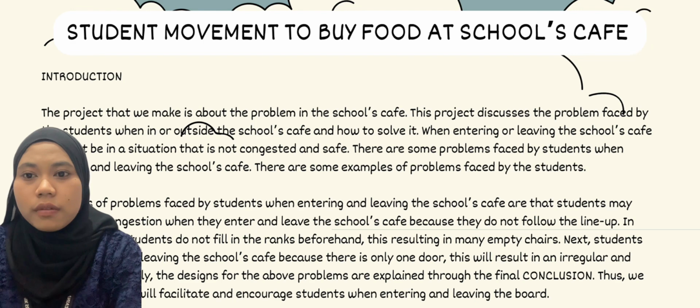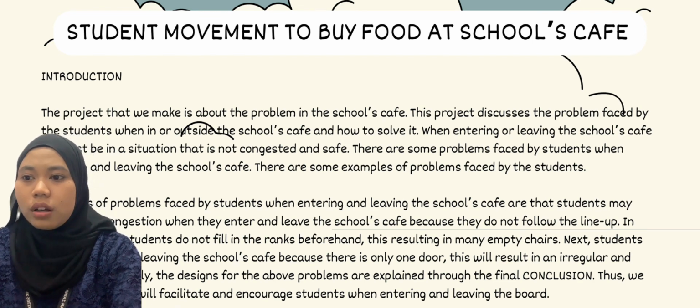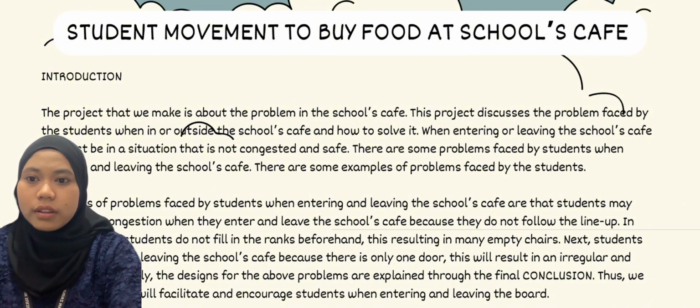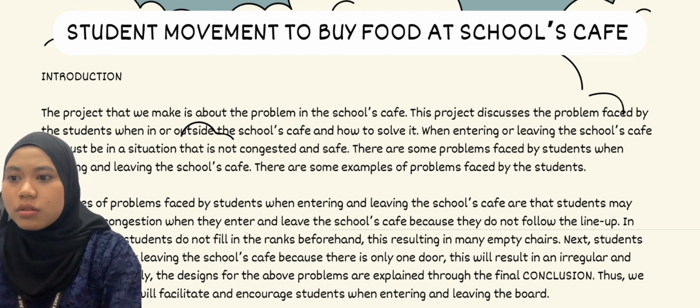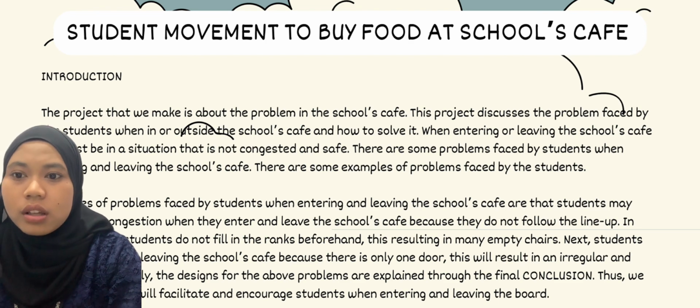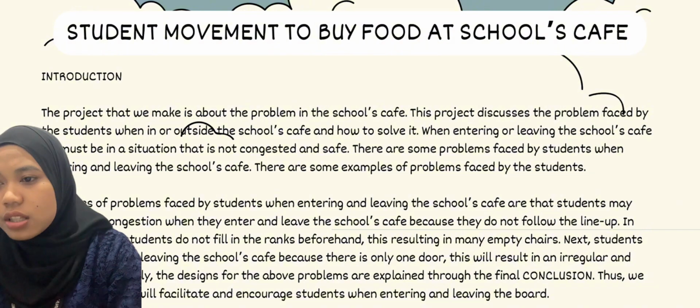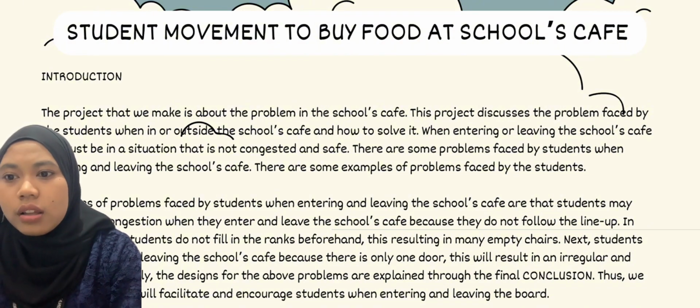There are some problems faced by students when entering and leaving the school cafe. There are some examples of problems faced by the student. Examples of problems faced by students when entering and leaving the school cafe are that the students may experience congestion when they enter and leave the school cafe because they do not follow the line up. In addition, some students do not fill in the room beforehand.